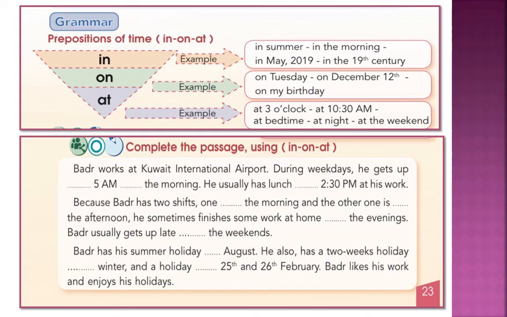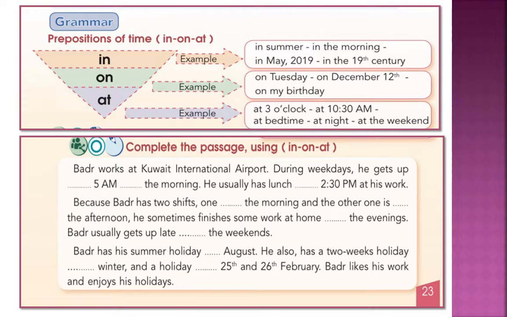Okay? For example, right here, in summer, in the morning, in May, in 2018 and 19, in the 19th century, on Tuesday, on December 20th, on my birthday, at 3 o'clock, at 10:30 a.m., at bedtime, at night, at the weekend.